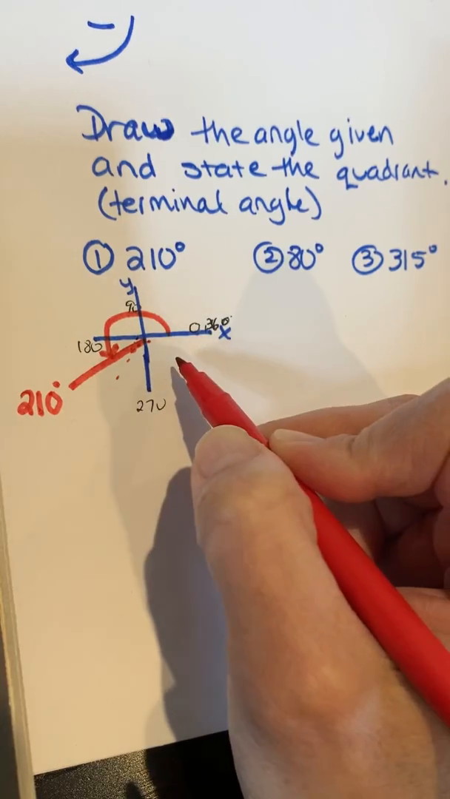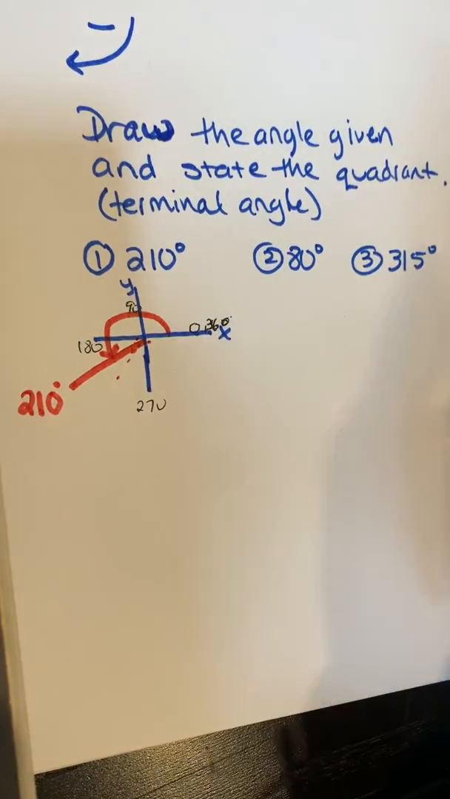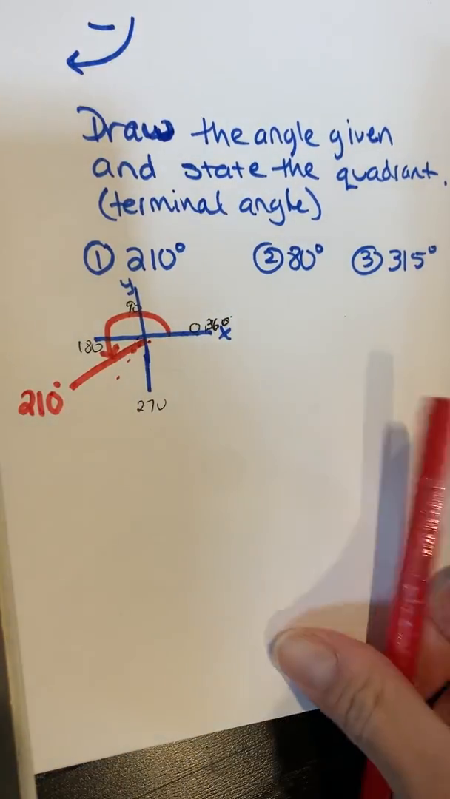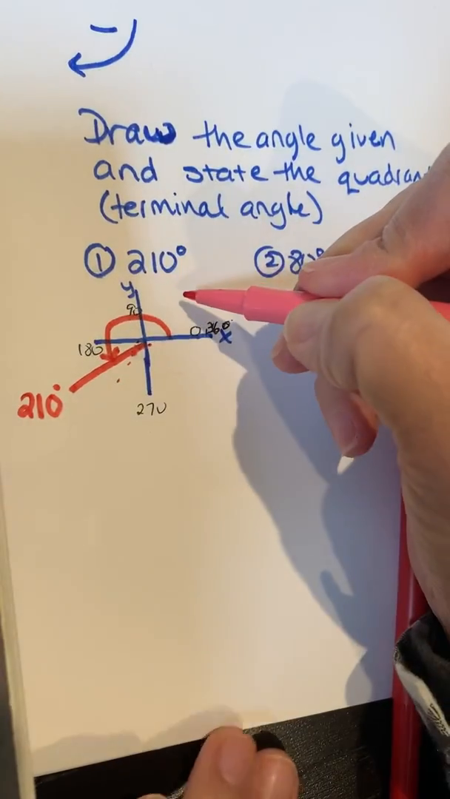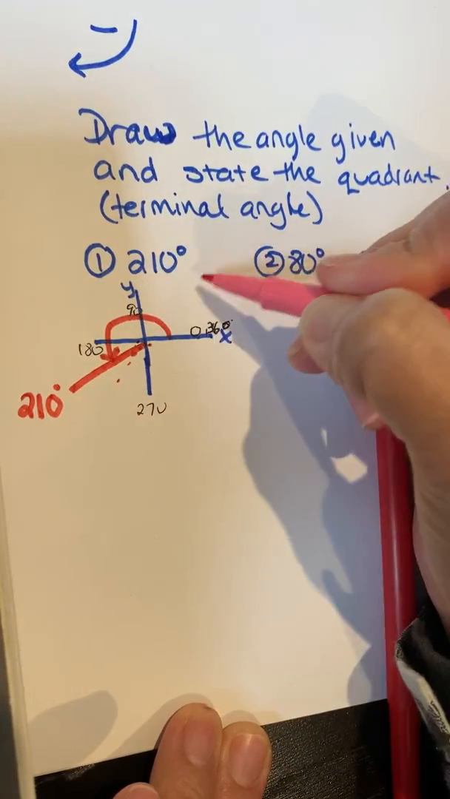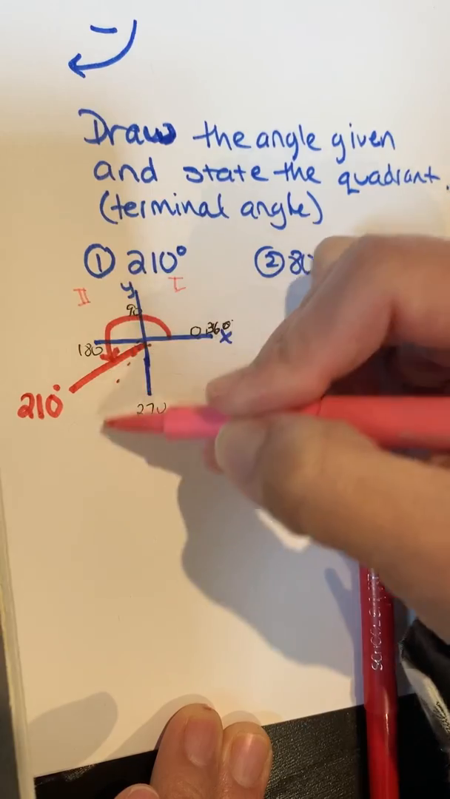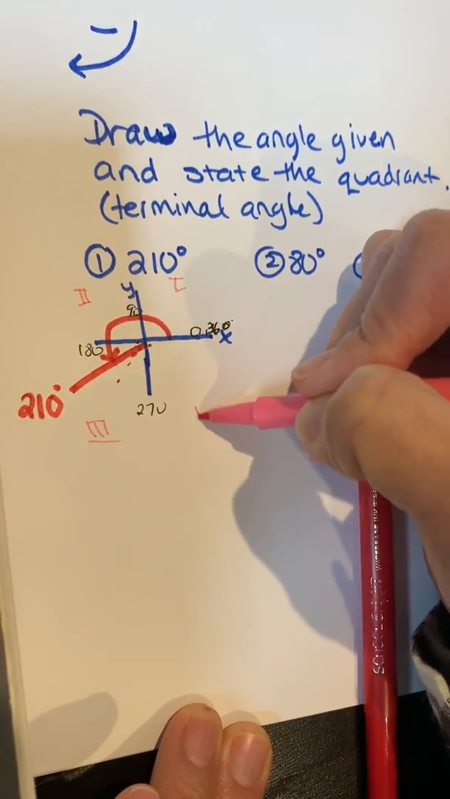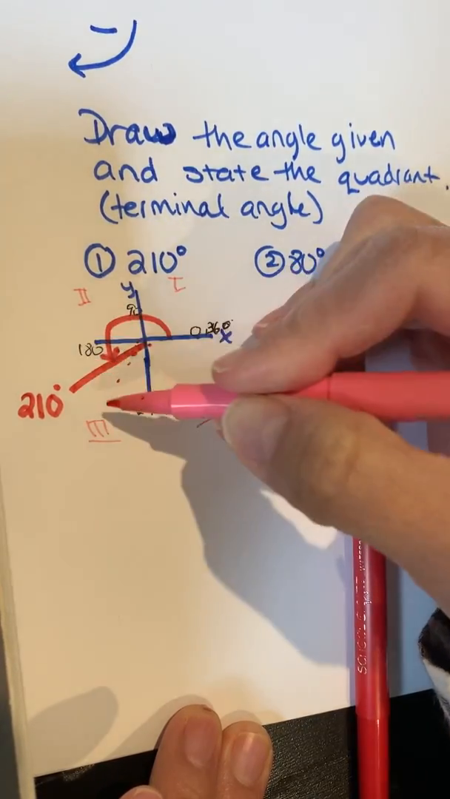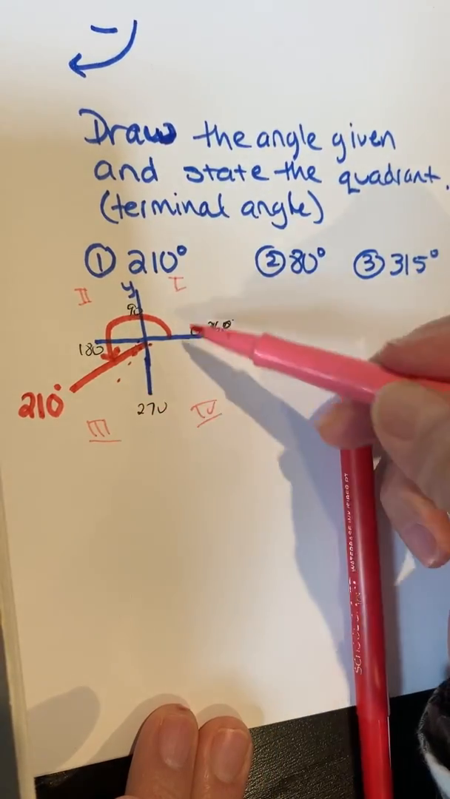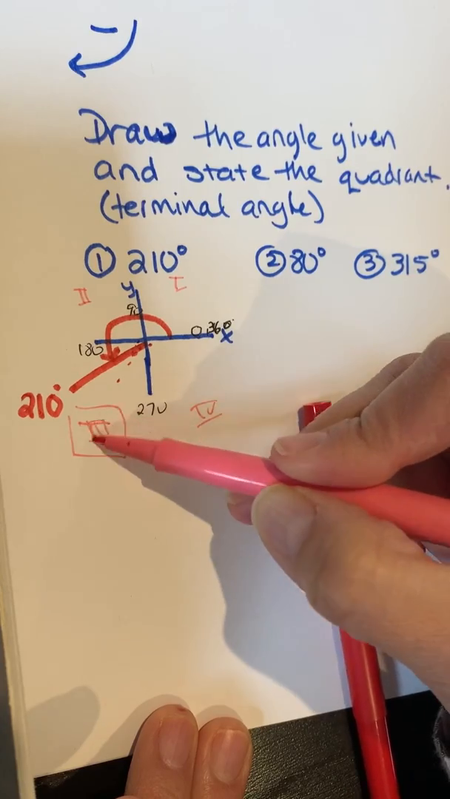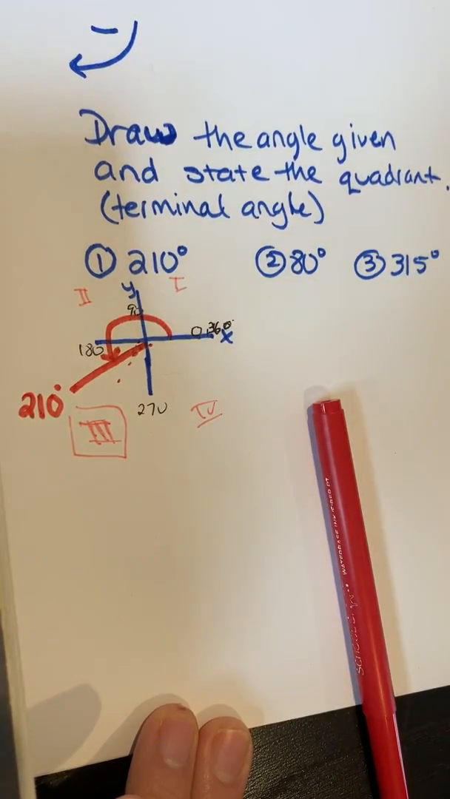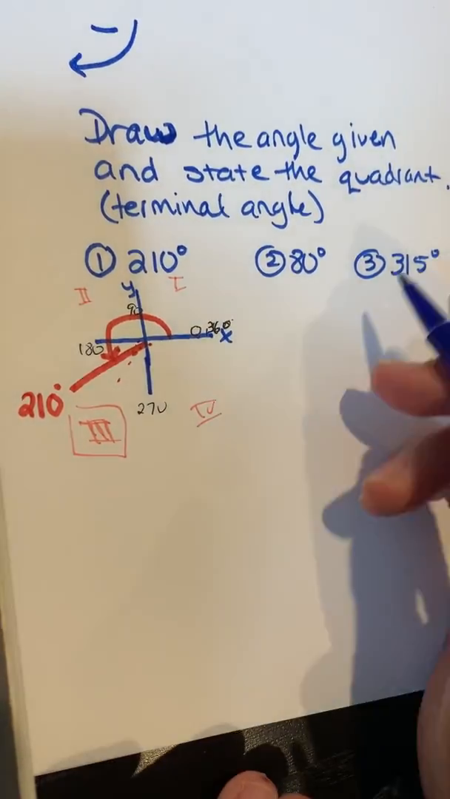Now, what quadrant is that in? Can't forget those. If you want to label your quadrants correctly, you have to do them in order of making the letter C, for correct: 1, 2, 3, 4, in our Roman numerals. So what quadrant is it landing in? Right there. So your answer is to draw this and say quadrant 3. That's it. Now we're going to do the next one. The next one's 80 degrees. That's not so bad.